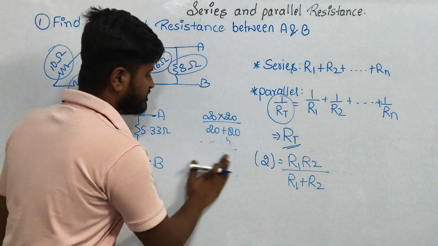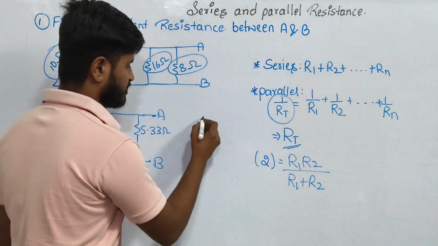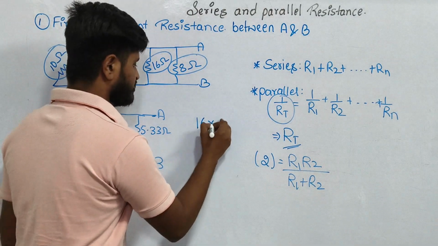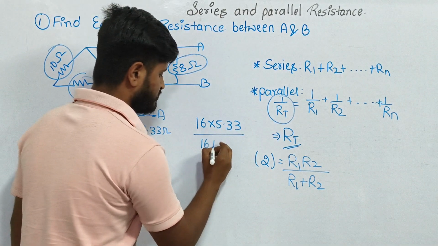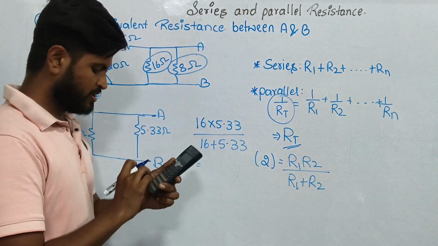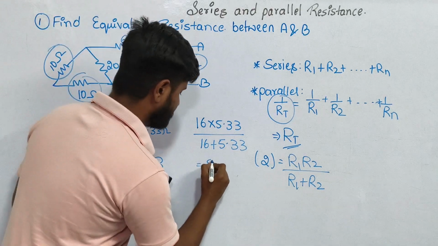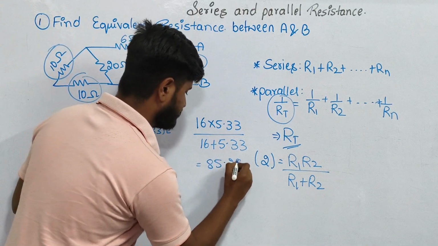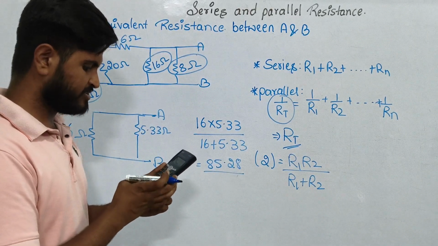When they are parallel to each other, since I am having only two resistances, I will be using this formula, that is 16 into 5.33 divided by 16 plus 5.33. So what will be the value? 16 into 5.33 will be 85.28 divided by 16 plus 5.33.